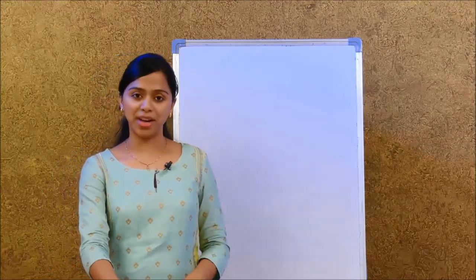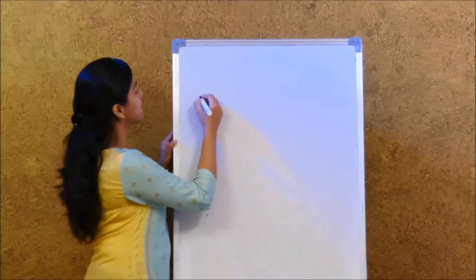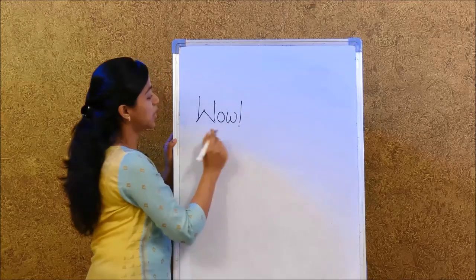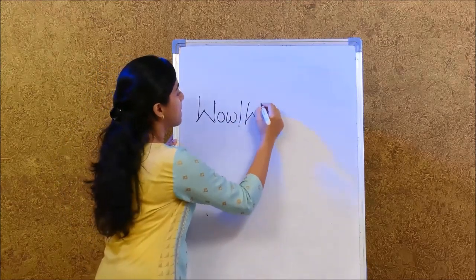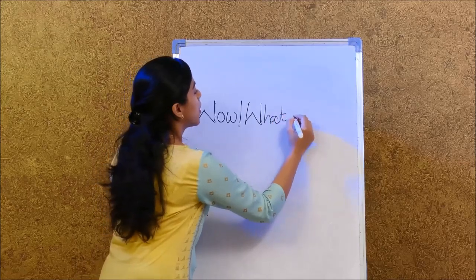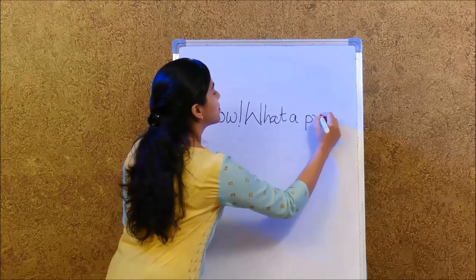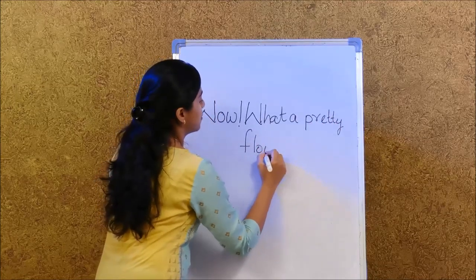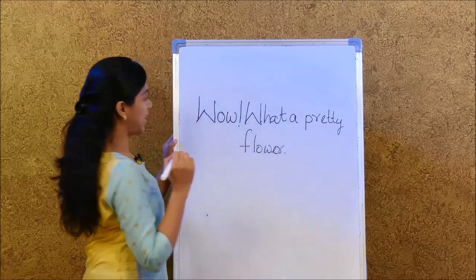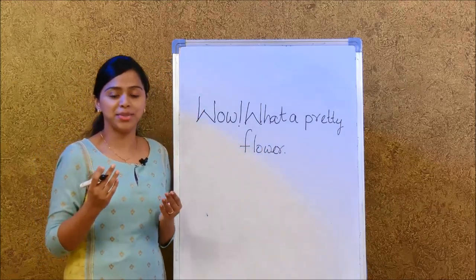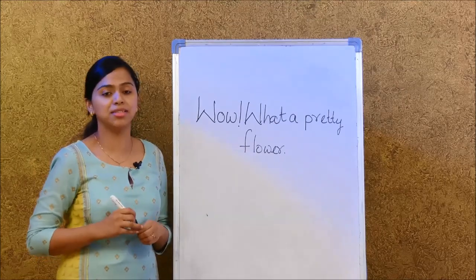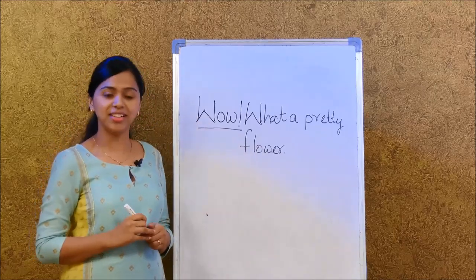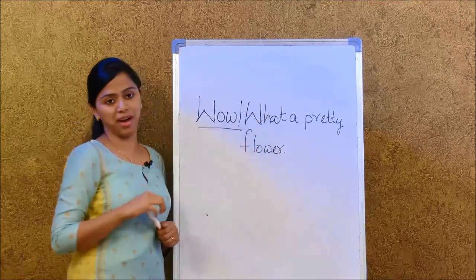Okay, I'm going to write one here. Let's read it. It's wow. And then what a pretty flower, right? So here I'm so happy to see this pretty flower, and in amazement I'm saying wow. So wow is used as an interjection here, and it follows with an exclamatory mark, right?